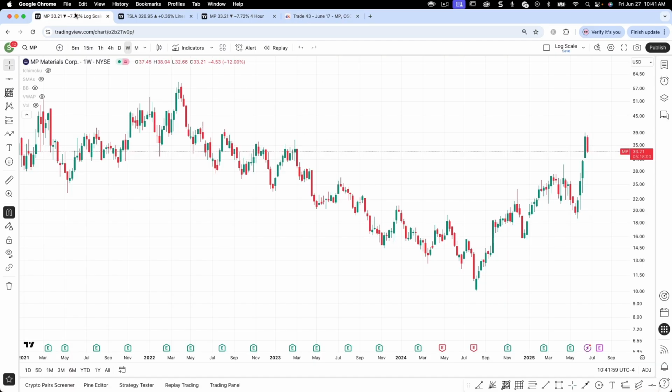And if we look at the chart, just going over the strategy that I'm using with this chart is a good example of all the indicators that I've been using to make some of the trades.